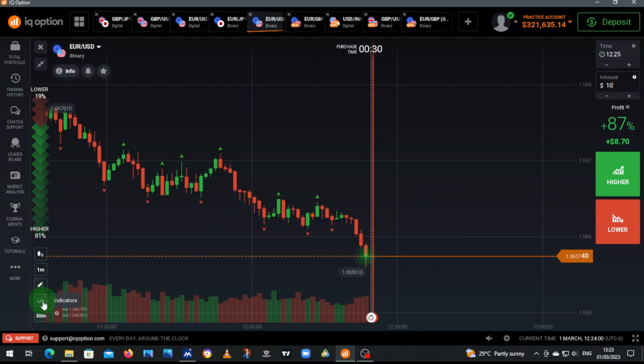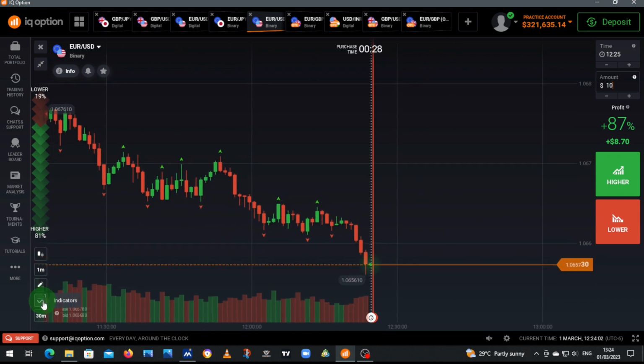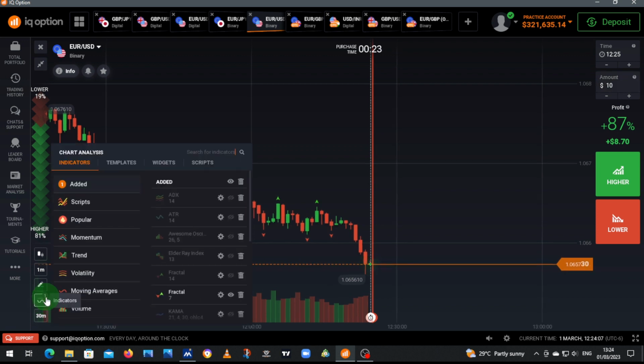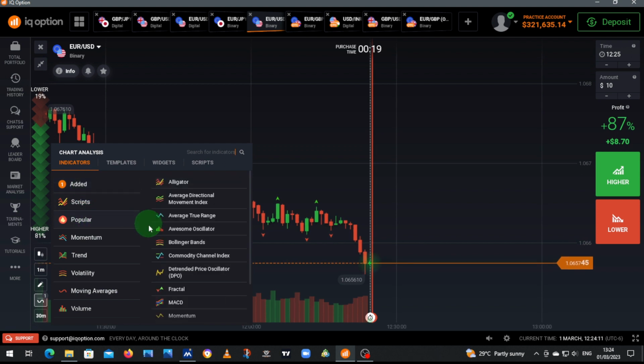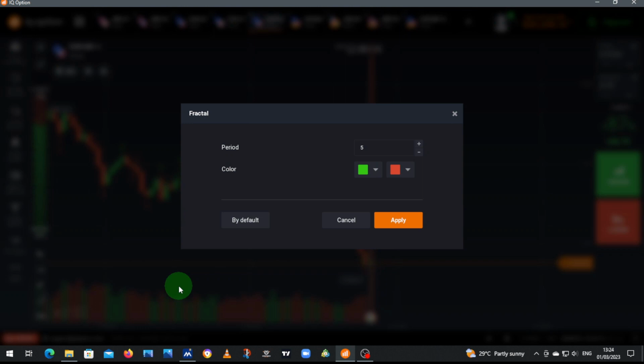In case you're not familiar with them, you go to your left hand side on your screen and you just see there's a widget there. You see it says indicators, so you're going to go to the popular section, and then you're going to pick up fractals, and you put it in and apply it as is.